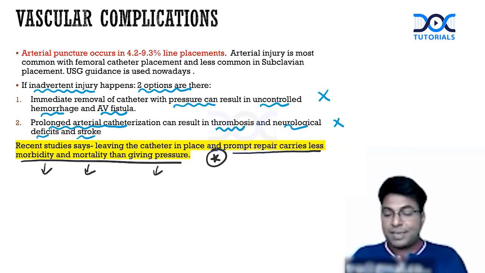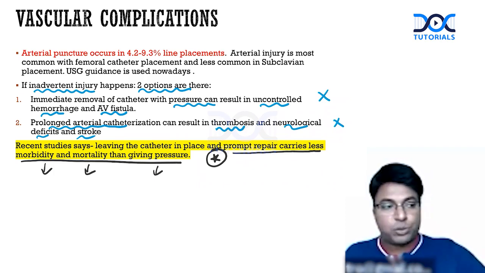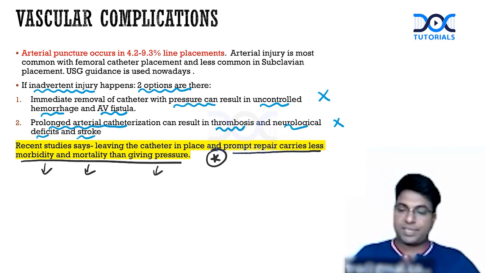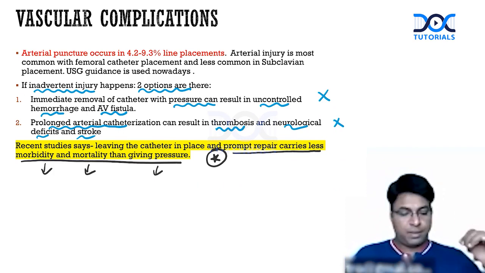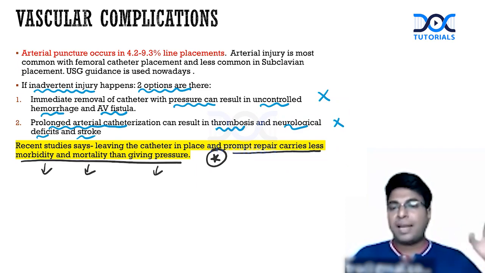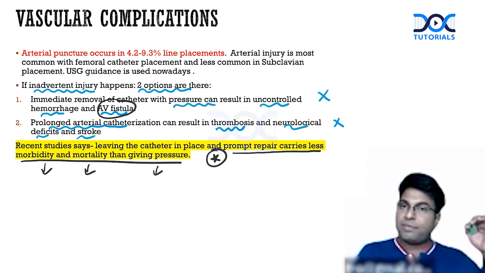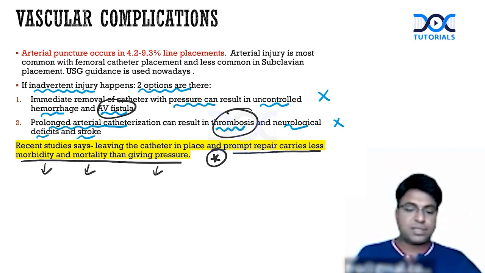I have not seen a single case in our hospital shifted to theater because of an arterial injury, but this is a line from the journal. So this question can therefore be expected for your exam. What is ideal? Leave the catheter there, shift the patient to OT and repair the arterial injury in the theater, because if I give pressure, I can cause AV fistula. If I prolong, I can cause thrombosis. So this is not done in practice.